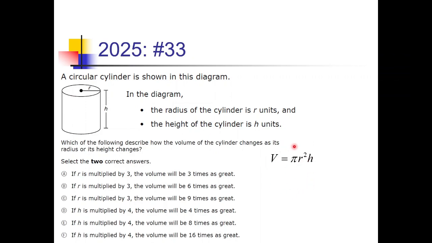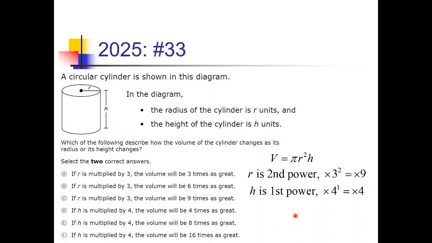So since we have r being squared, since r is second power, that means that increasing r times 3 really means we're doing times 3 squared, because that 3 is going to get multiplied by itself. So this is really a change of times 9 to the overall volume. H, on the other hand, is a first power parameter. So when we do times 4 there, it's really just times 4 to the first power, which is just times 4.